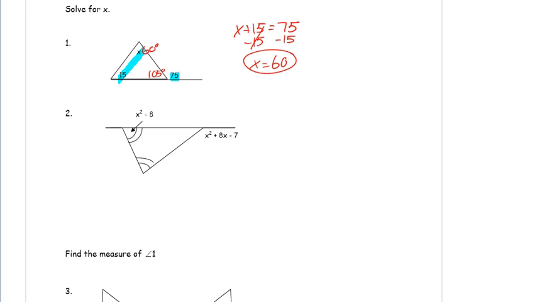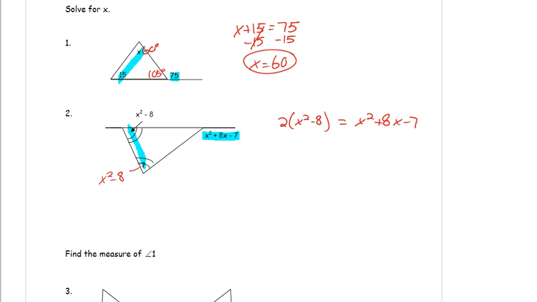Okay, another one, exterior angle theorem. You have two remote interior angles. You know this is x squared minus 8. You also know this is x squared minus 8 because it's marked as the same angle. There's two arc lengths, so we know that they have to be the same. They're both congruent. So again, these two angles equal that exterior angle. So we're going to have 2 times x squared minus 8, 2 of them, equals x squared plus 8x minus 7.